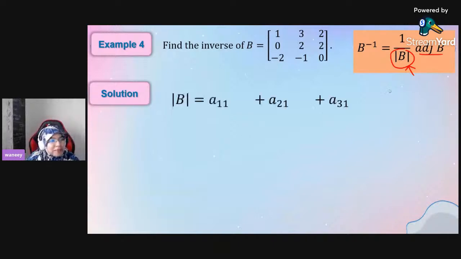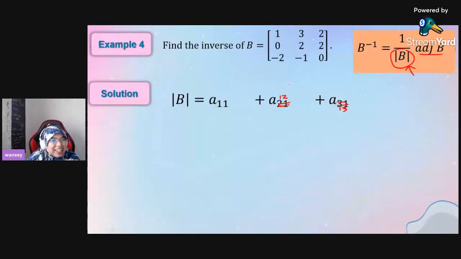Sekejap saya check balik. Yes, I did choose first row. No, I missed out the sign. This one should be 1, 2. This one should be 1, 3. Masa saya copy, saya pun nak tukar. Tak apalah, terima je lah.